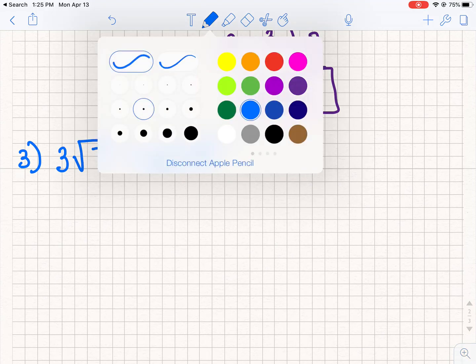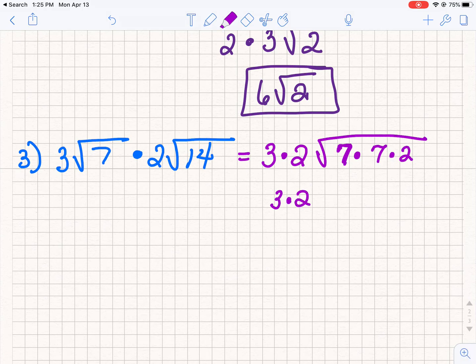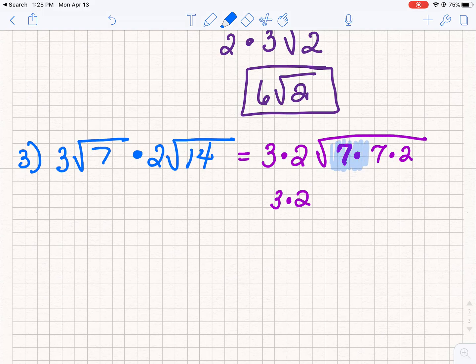Okay? Hopefully you paused and you have the right answer and you can go quickly to the end of this. Outside times outside is 3 times 2. Inside times inside is 7 times 14. 14 can be split into 7 times 2. We have a 3 times 2 on the outside. 7's escape, leaving the 2 behind. Something horrible happens to the 7's on the way out. And we have a 2 left behind.